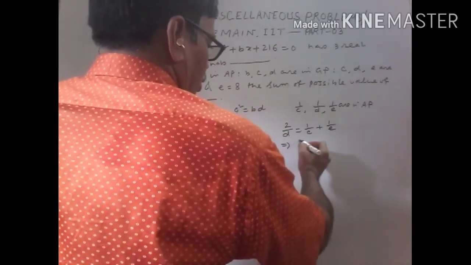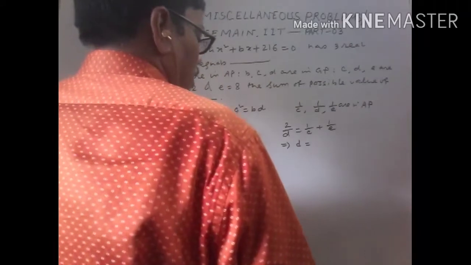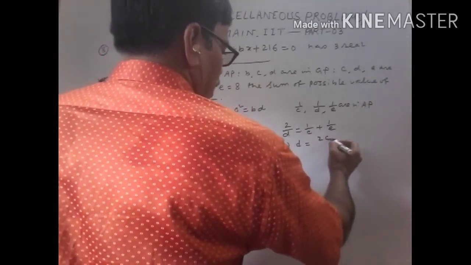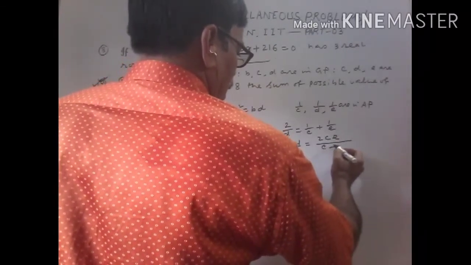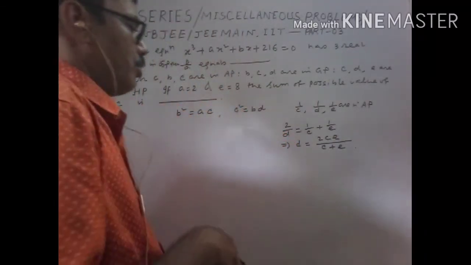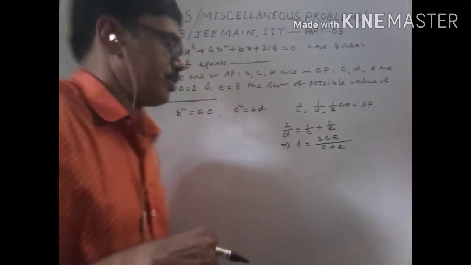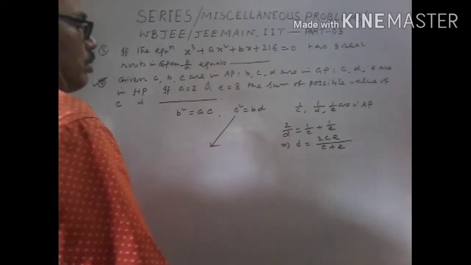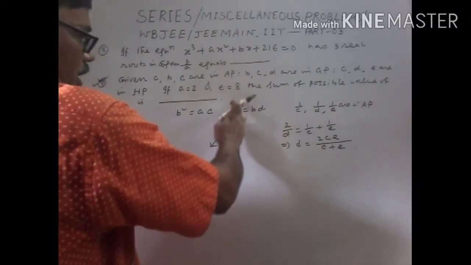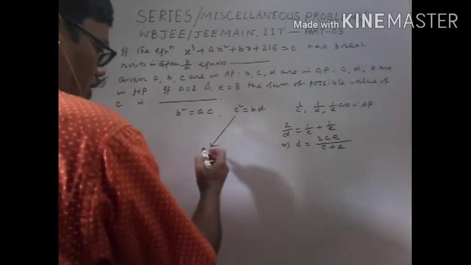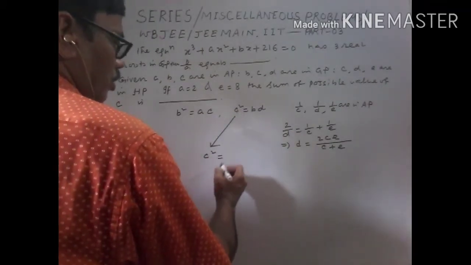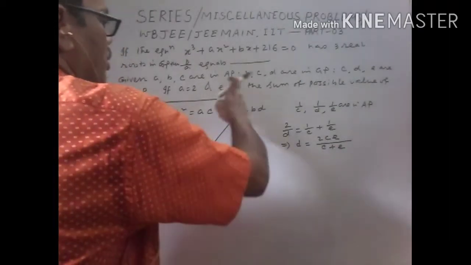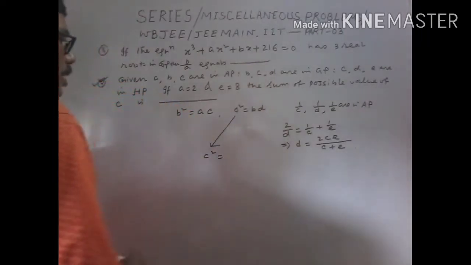So D equals, what is D? 2CE by C plus E. So we get D equals this. Now you put the values of B and D in C square equals BD. So what are we getting? C square equals, what is B? C square equals BD.